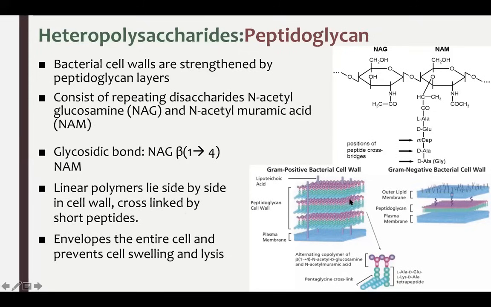Okay, so you can see that the gram-positive bacterial cell wall has one peptidoglycan layer, and the gram-negative bacterial cell wall has one peptidoglycan layer, but it has two lipid membranes or plasma membranes, and this peptidoglycan layer is located in between the membranes. But here in the gram-positive bacteria, there is only one plasma membrane and there is a peptidoglycan layer.